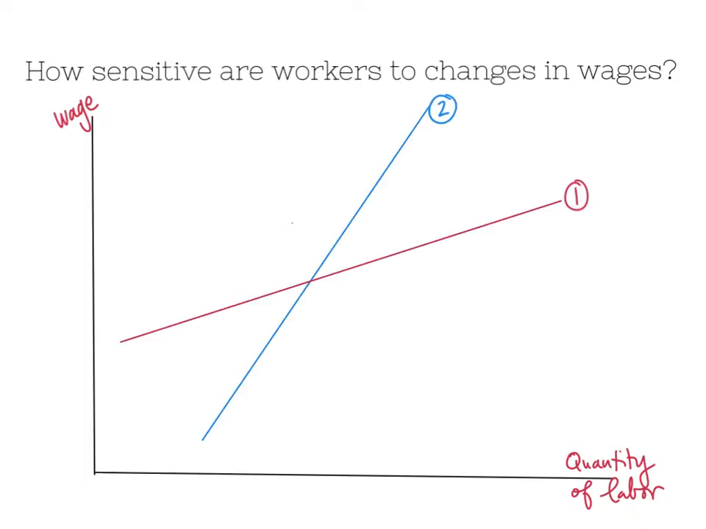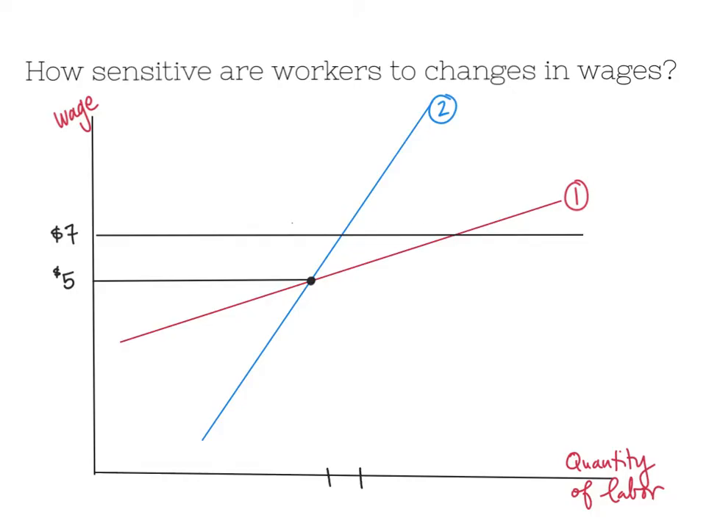So, quick gut check. Which of these two labor supply curves shows a worker who is more sensitive to wages? Curve 1 or curve 2? What helps to answer this is using some data points. If the wage goes from 5 to 7, we can see that in curve 2, a wage going from 5 to 7 makes us want to work more, just like we'd always expect, but not that much more, right? The quantity increases only a little bit, maybe from here to here.